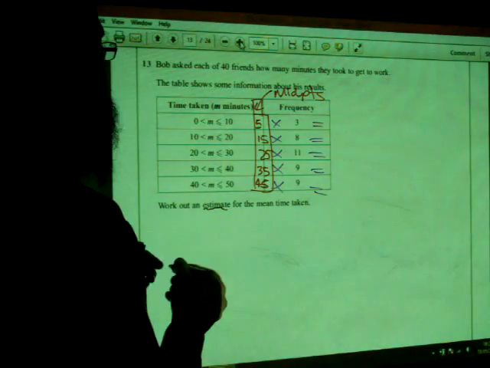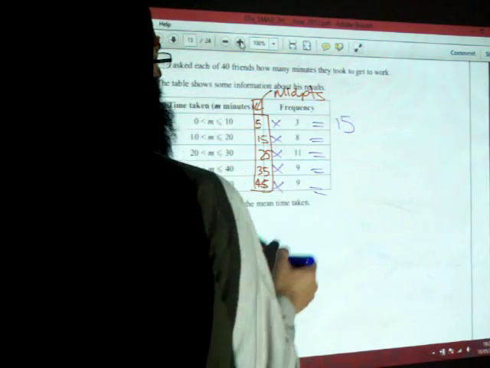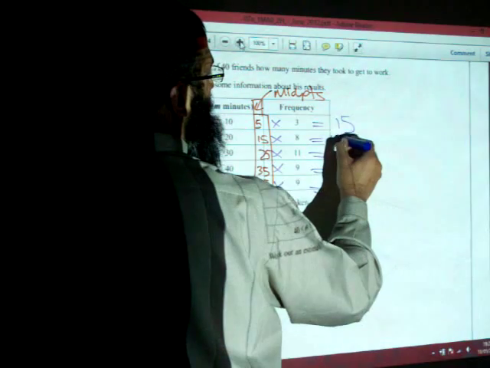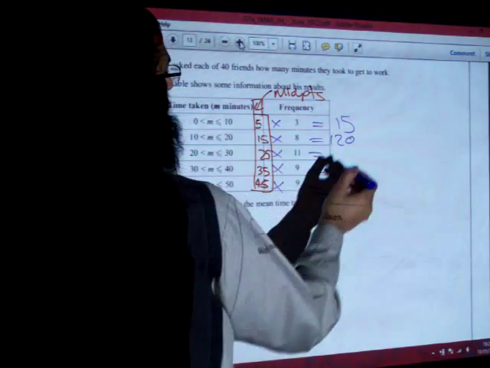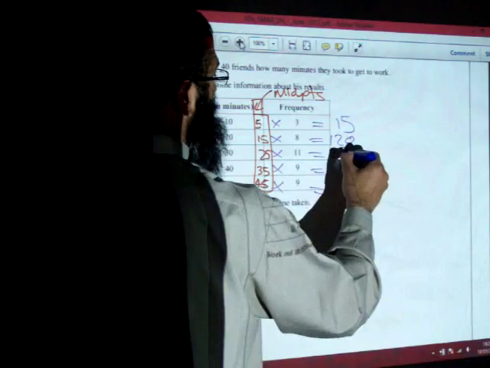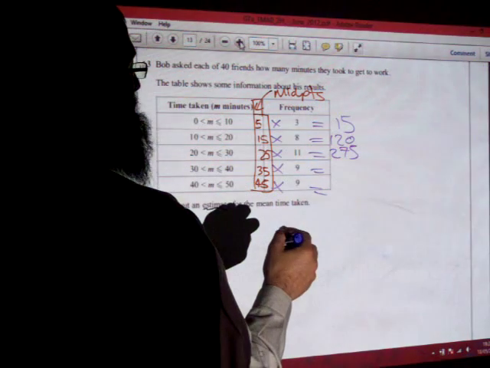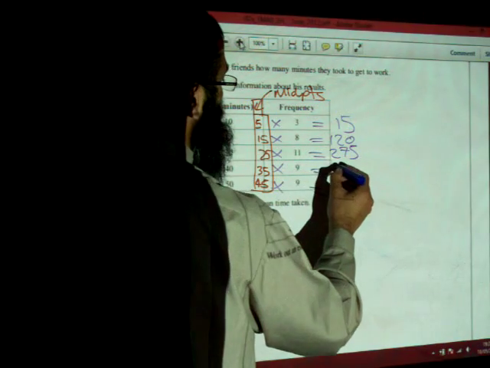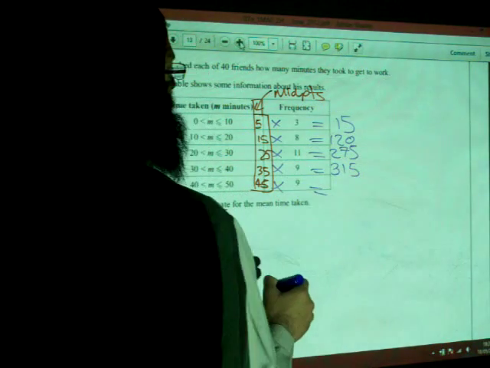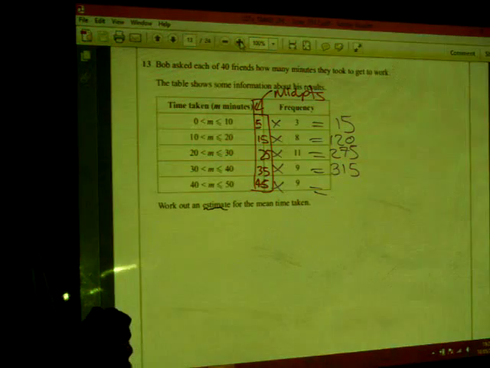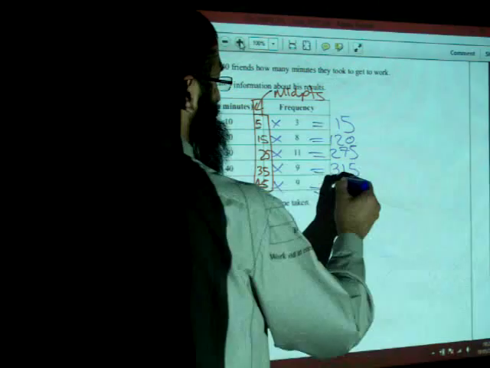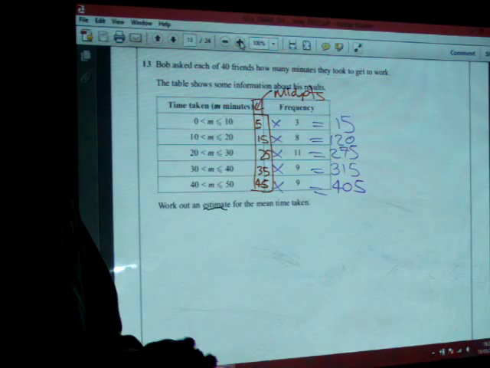So we've got 5 times 3, that gives an answer of 15. 15 times 8 gives an answer of 120. 25 times 11 gives an answer of 275. And 35 times 9 will give us 315. Good. 45 times 9 is 405. Isa, you got those numbers as well? Yeah.